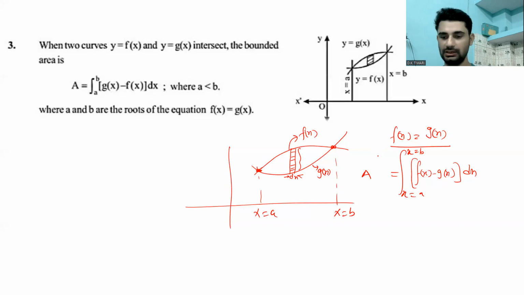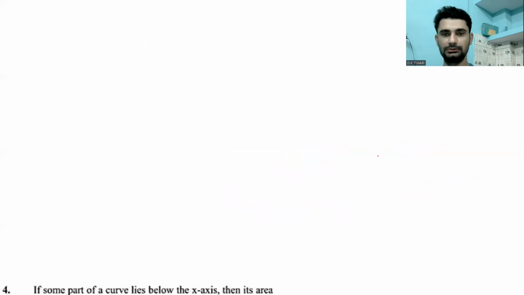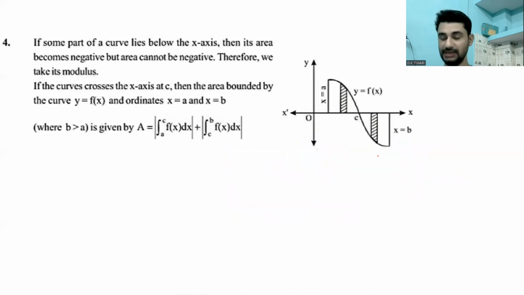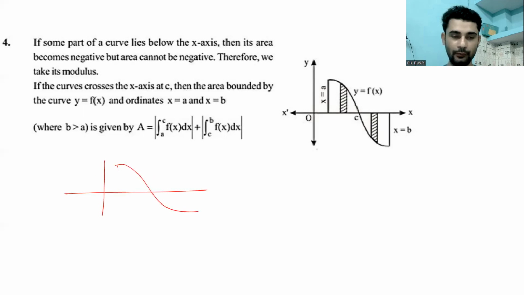Now the fourth case. The fourth case is one of the important ones. When some part of the graph lies below the x-axis, that means there is some negative area. So how do we deal with this one? So let's see. Suppose we have a graph like this, and I'm going to find out the area from x equal to a, x equal to b.